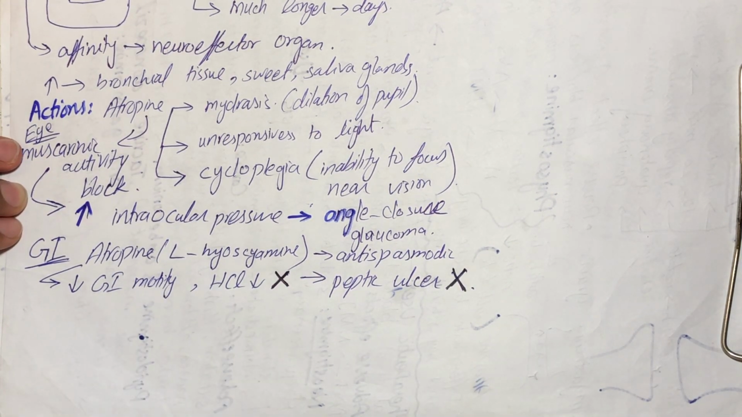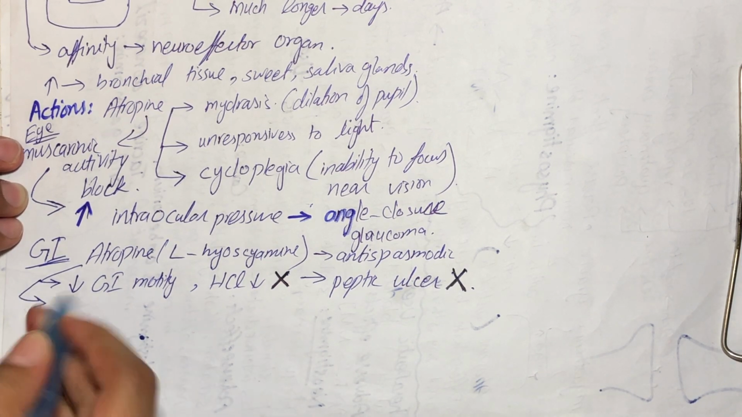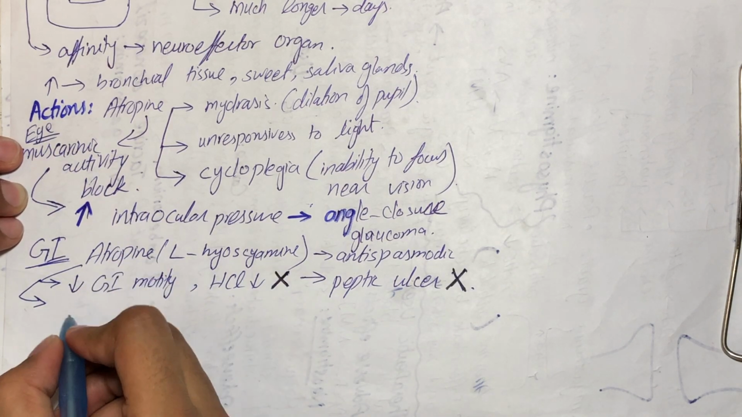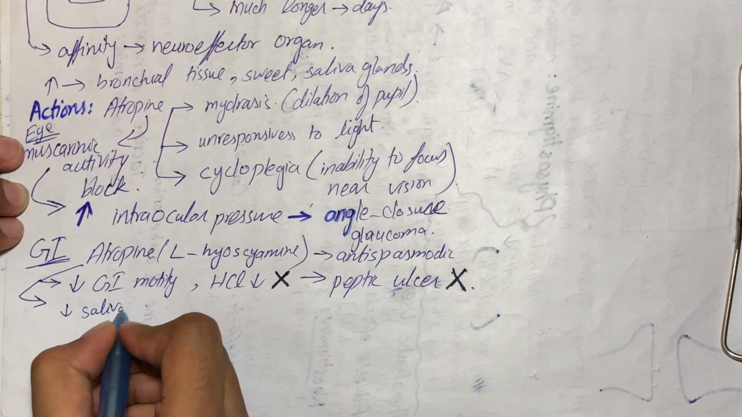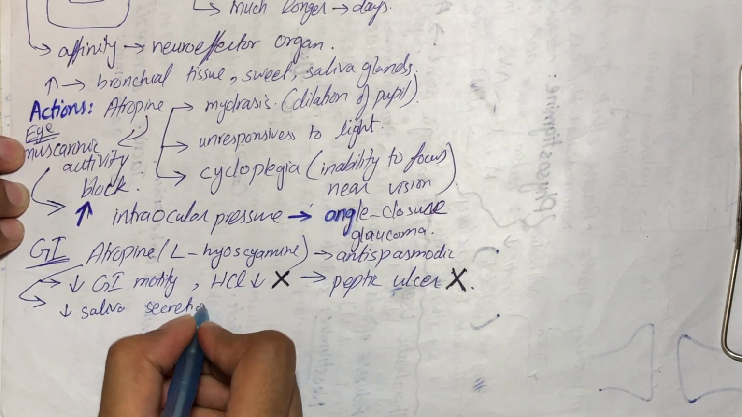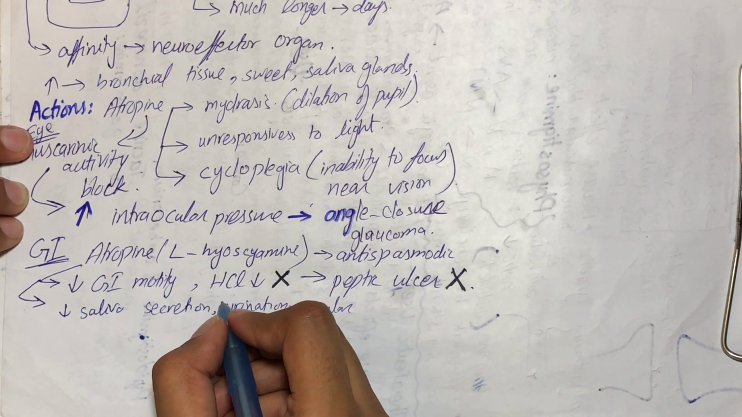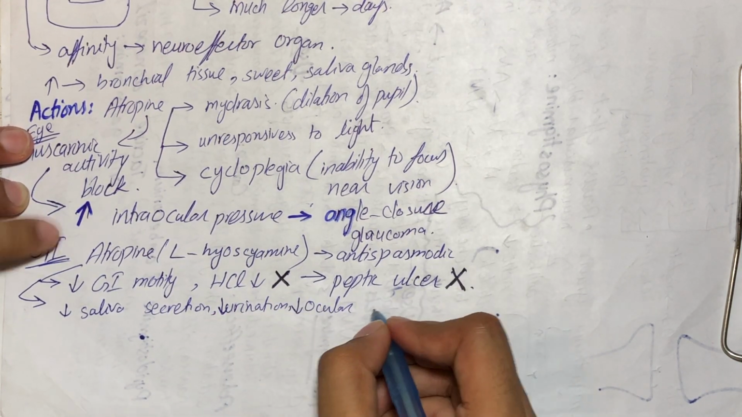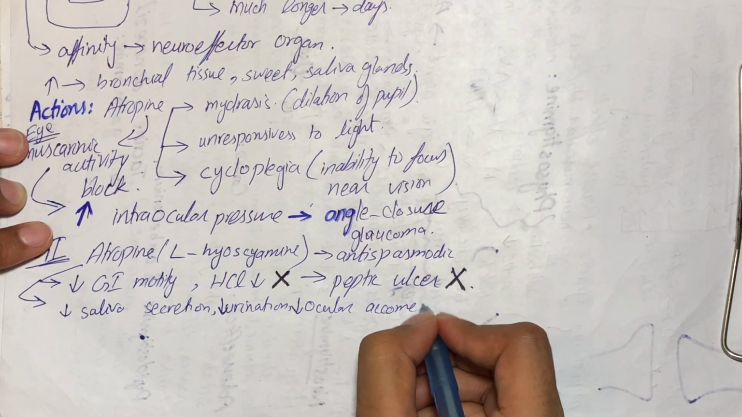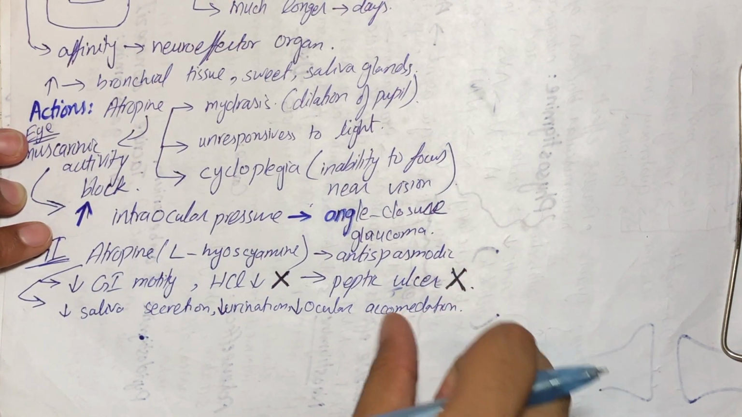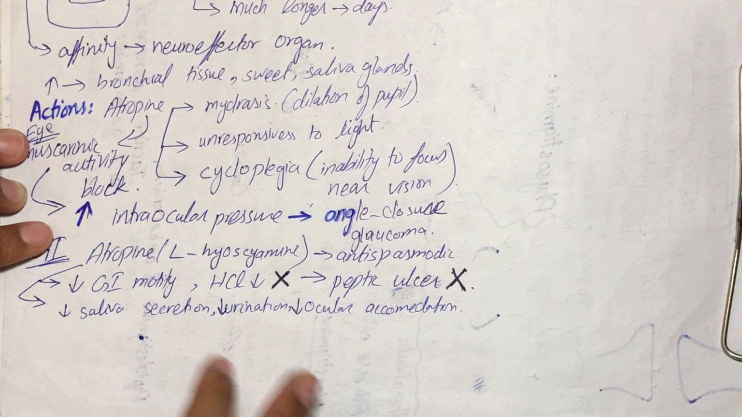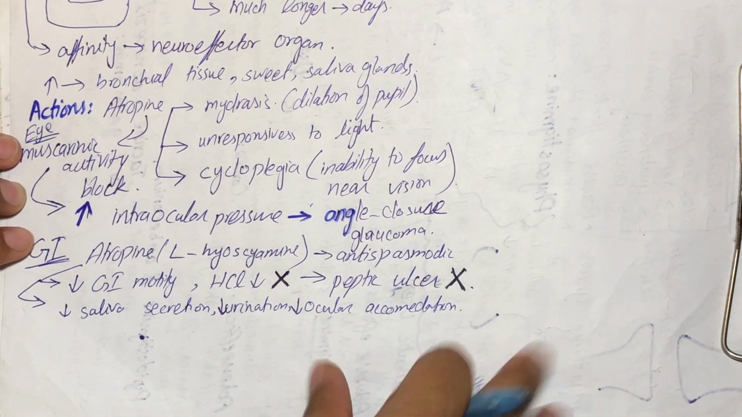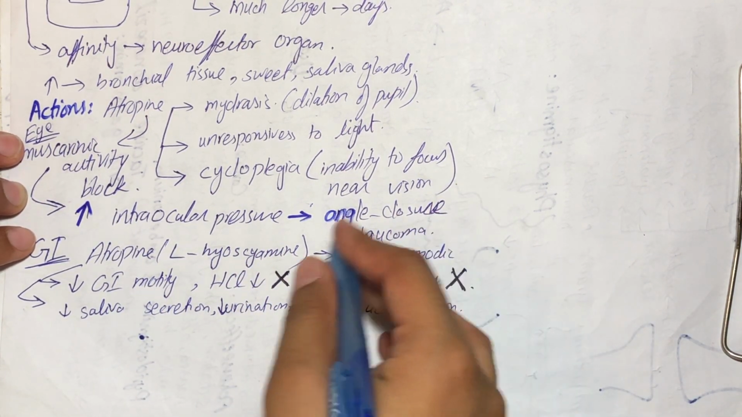The dose of atropine which is required for this antispasmodic activity can also cause a decrease in salivary secretion. Not only this, it can also cause a decrease in urination and decrease in ocular accommodation. So these effects, when combined, decrease the compliance of atropine. Therefore, it is not much used for the antispasmodic effect.